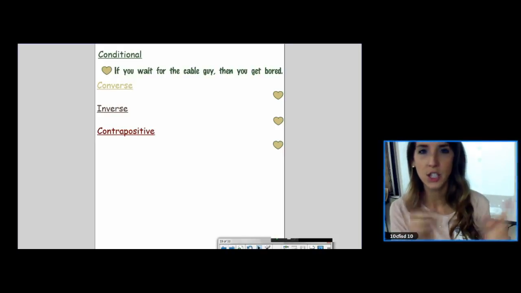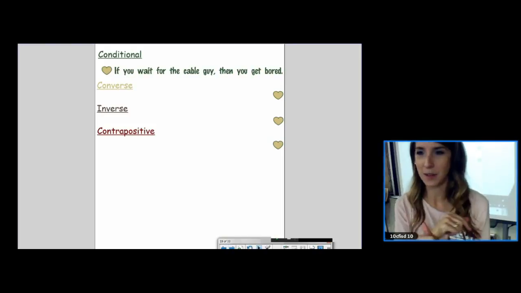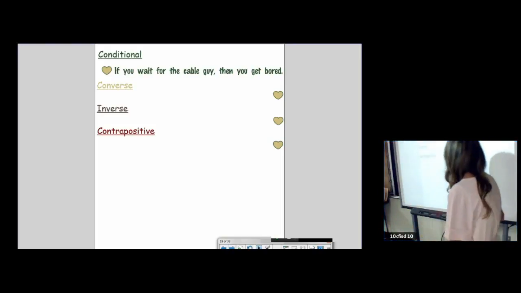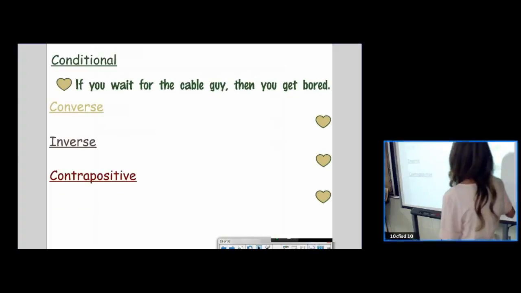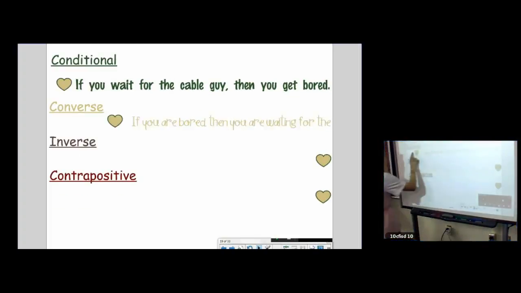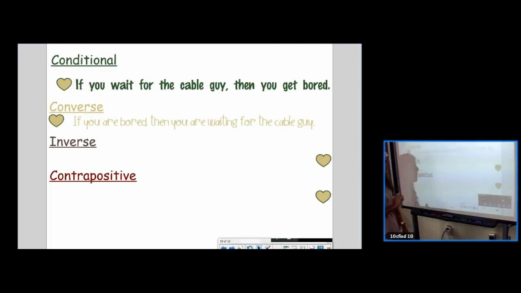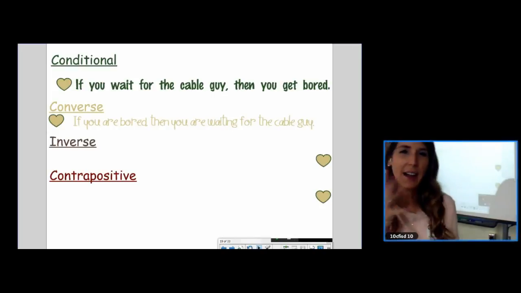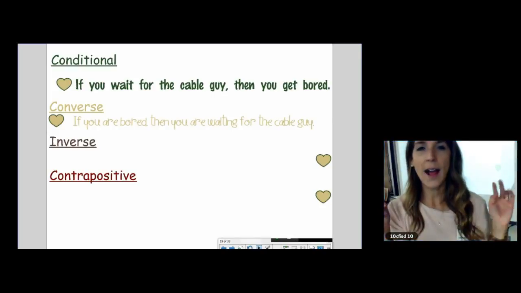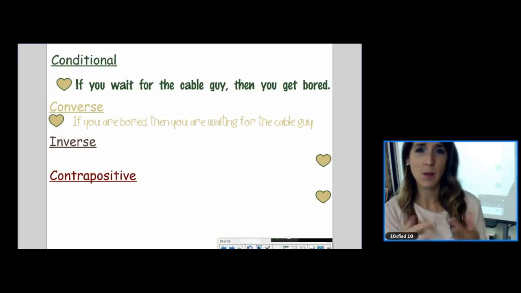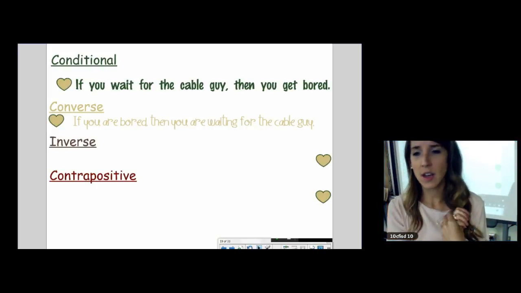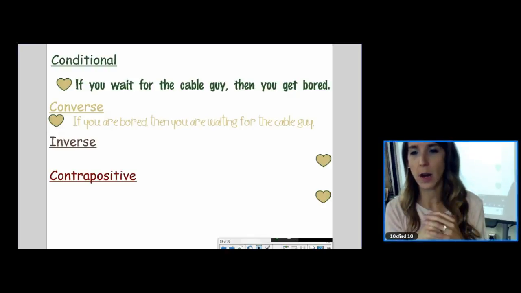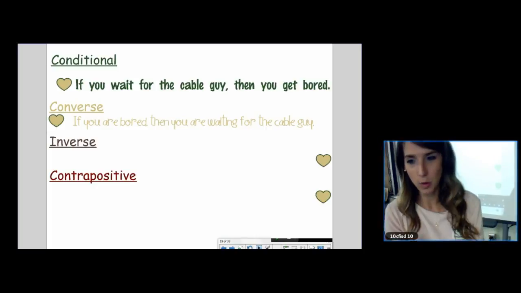Let's reverse. Let's trade places. It's like Freaky Friday. They trade places in that movie. I don't know if you've seen it. Okay, anyway. So, the converse, if you are bored, then you are waiting for the cable guy. Now, you're allowed to change the grammar a little bit. You don't have to just trade places because sometimes it won't make sense in English. Yours might not match mine perfectly. That's an example of a converse. If you wait for the cable guy, then you get bored. If you get bored, then you were waiting for the cable guy.